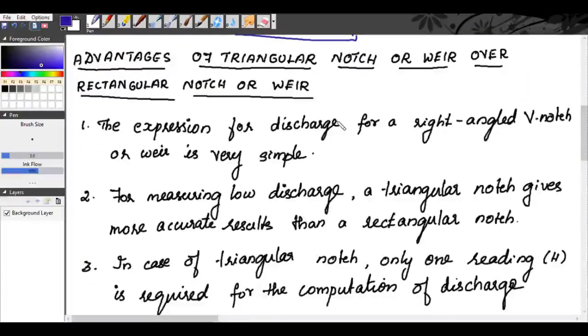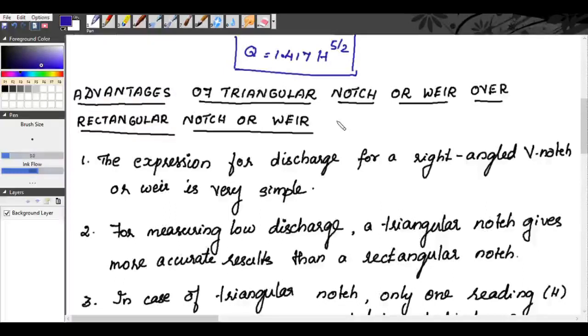Now, what are the advantages of a triangular notch or weir over a rectangular notch or weir? See, we studied rectangular notches and triangular notches. And when you compare these both, the triangular notch is advantageous over rectangular notches. The reason is, when you take the expression for discharge for the right angled V notch or weir, it is very simple. So when you take a right angled V notch or a right angled triangular notch, the determination of Q becomes very simple because Q is equal to 1.417 H raised to 5 by 2.